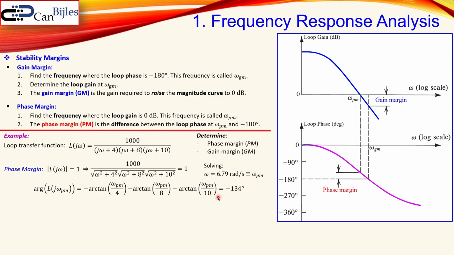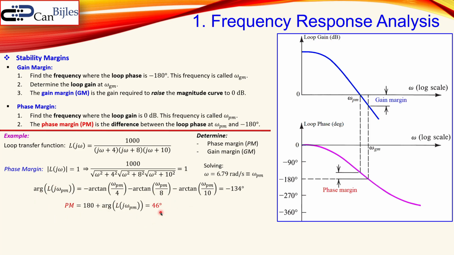How you determine that is the following. The phase contribution of the numerator is 0 because it's just a pure real part. There is no negative sign, no imaginary parts. Each part of the denominator will give you then minus arctangent of the imaginary divided by the real. That's actually what you see here. And then you substitute here the omega PM, which is then 6.79 radians per second. Okay, that means I'm now at minus 134 degrees. That means the distance between the minus 180 degrees and the minus 134 degrees is 46 degrees. That means this is my phase margin.